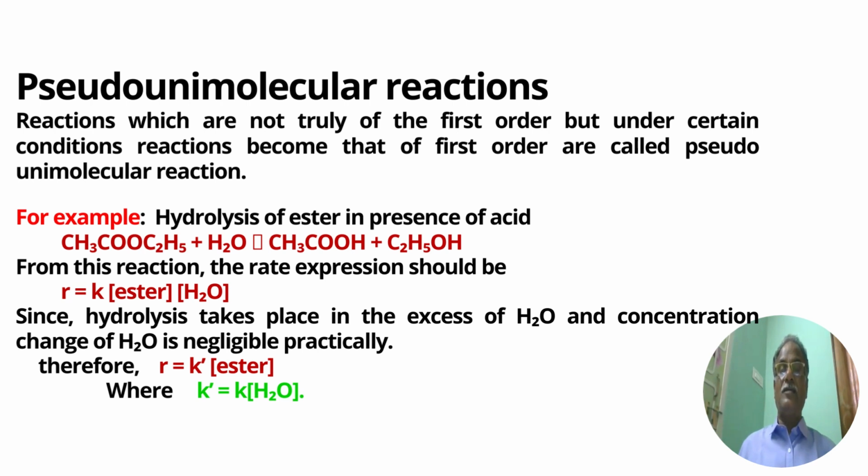So the excess concentration does not influence the rate of reaction. We can ignore the excess concentration while writing the rate expression. So only the ester should be mentioned in the rate equation. So the order of this reaction is 1. So it is to be considered as a pseudo unimolecular reaction.